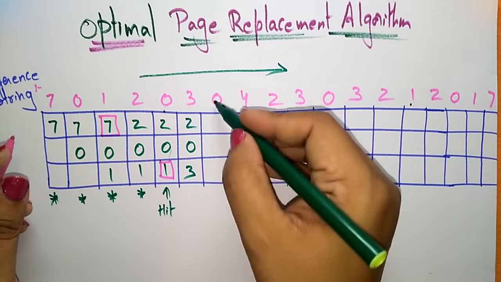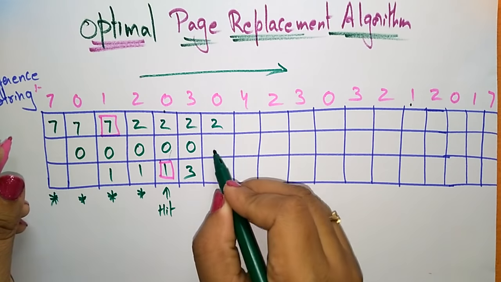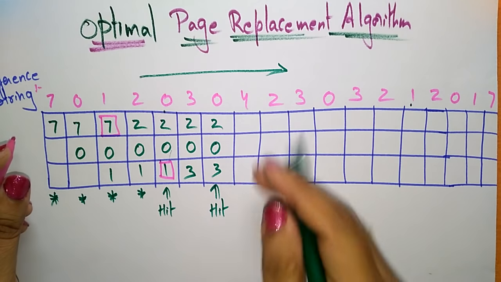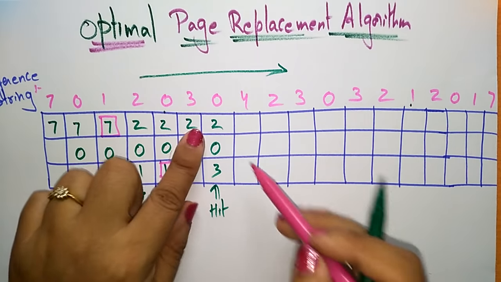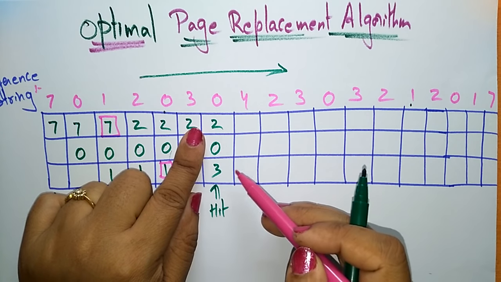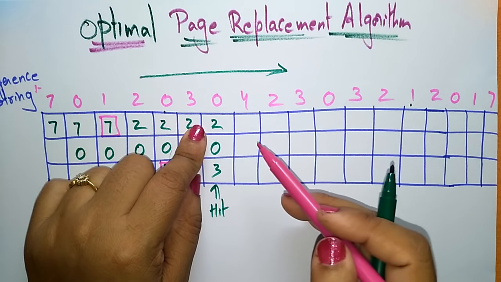In place of 1, we are replacing it, giving 2, 0, 3. So 0 is already present in the main memory. So this is a hit. Now coming to the 4. Okay, so 4 is not present here. So this is a page fault. So I have to bring it from the secondary memory.